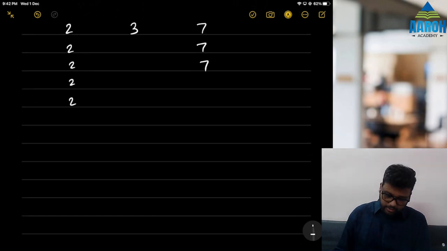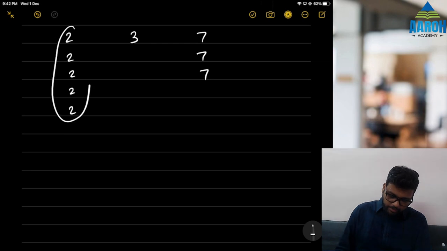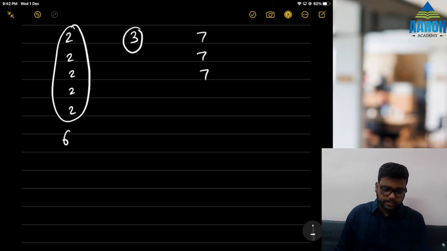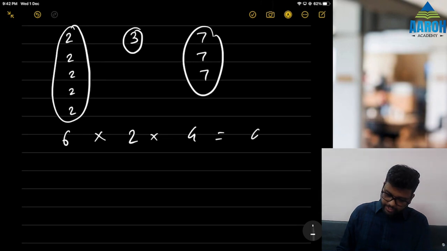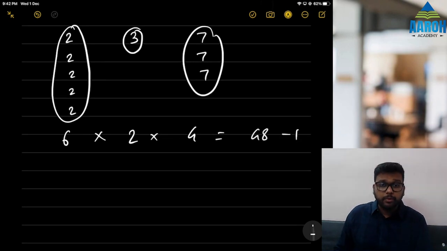So what we can do is, 2 is 5 times, so it will be 5 plus 1, 6. 3 is only 1, so 1 plus 1, 2. 7 is 3 times, that means 3 plus 1, 4. 6 into 2 into 4, that is how much? 48. Okay. Now ideally we subtract 1 also, but here we will not do that.